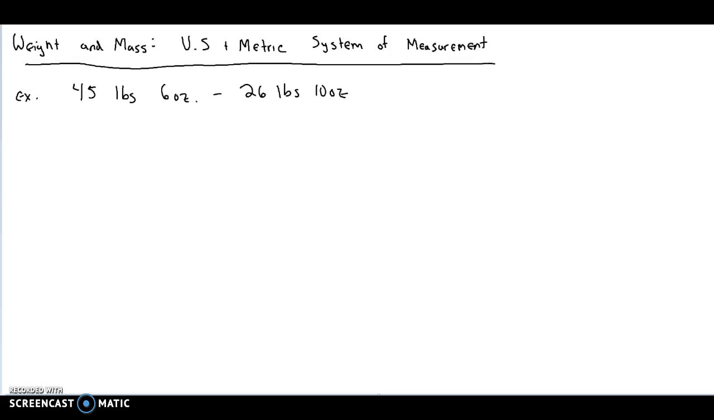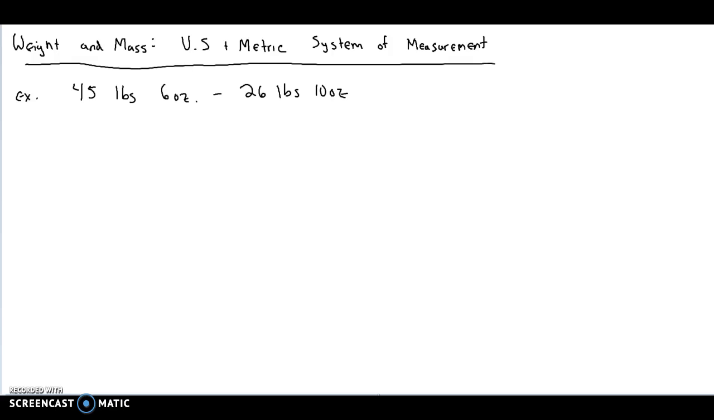First one is, let's say we wanted to subtract two quantities here. So this first quantity we have is something that weighs 45 pounds, 6 ounces. We want to subtract something that weighs 26 pounds, 10 ounces. So we're going to find the difference.